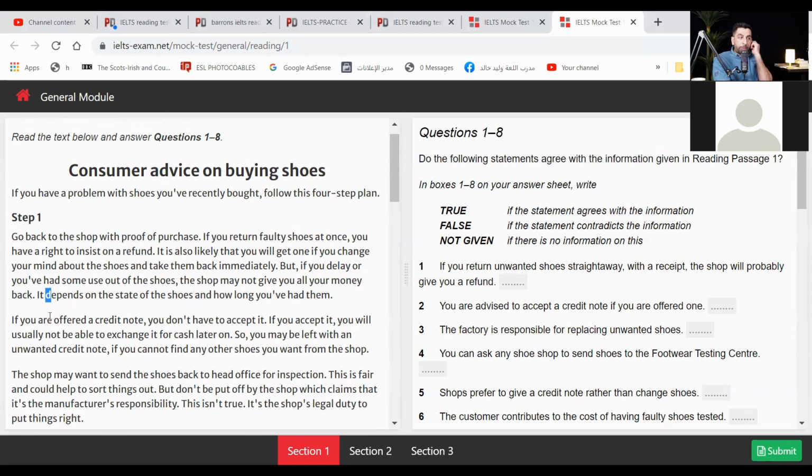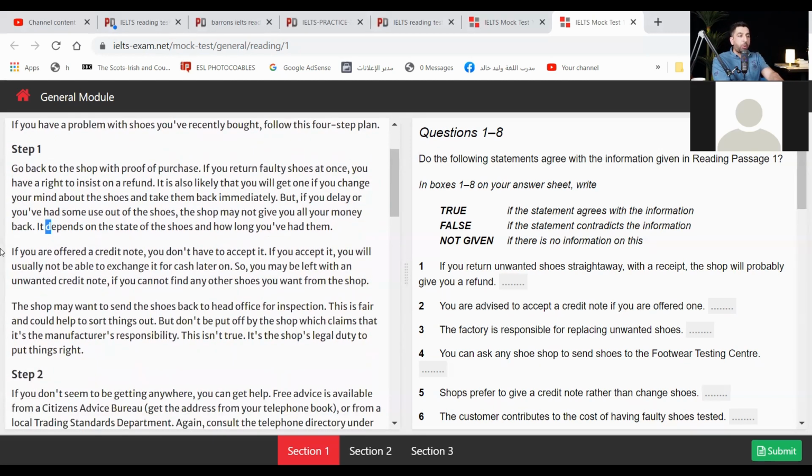If you have a problem with shoes you've recently bought, follow this 4-step plan. Okay, step number one, go back to the shop with a proof of purchase.